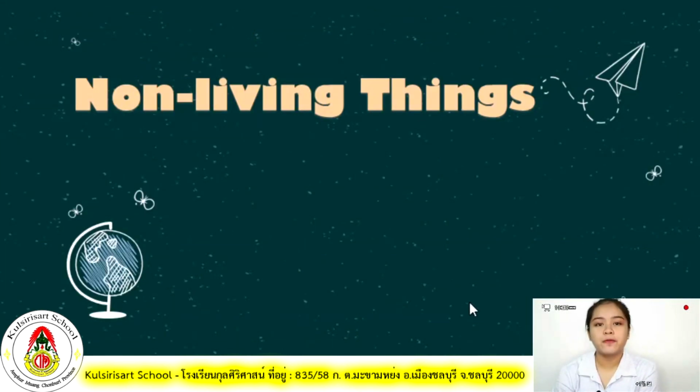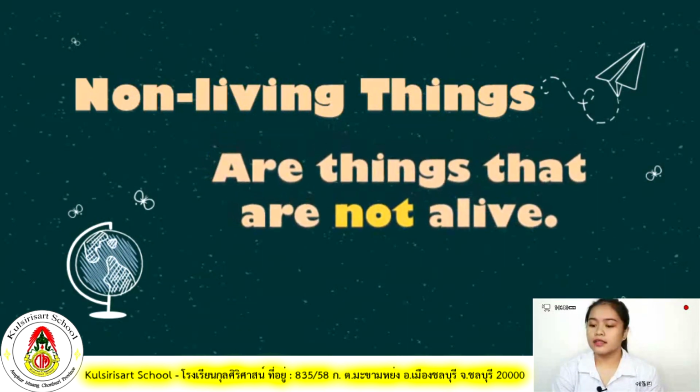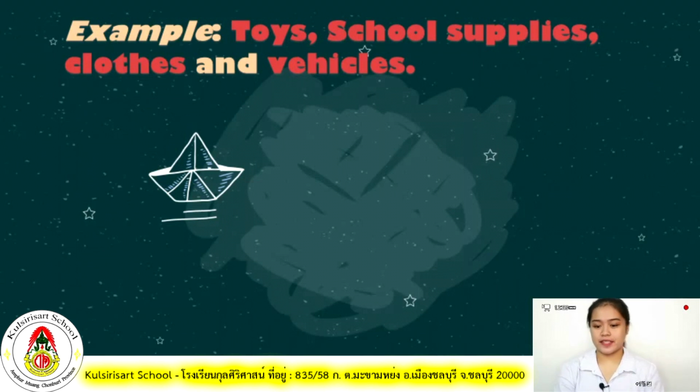Okay, let's now proceed to non-living things. What are non-living things? Non-living things are things that are not alive. Again, non-living things are things that are not alive. Let's now proceed to examples of non-living things. Examples are toys, school supplies, clothes, and vehicles.